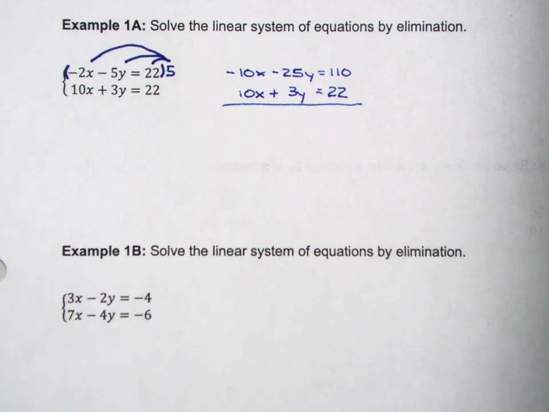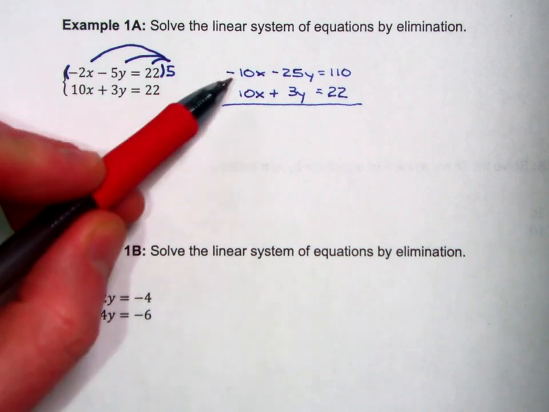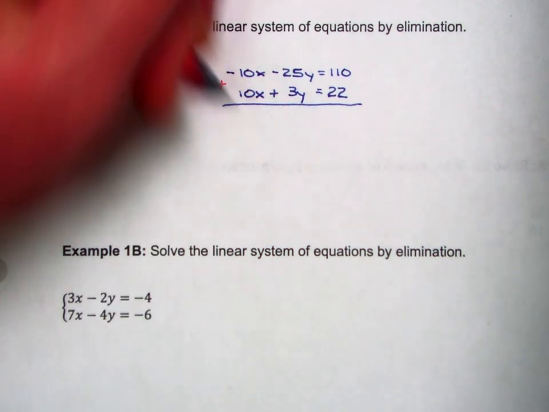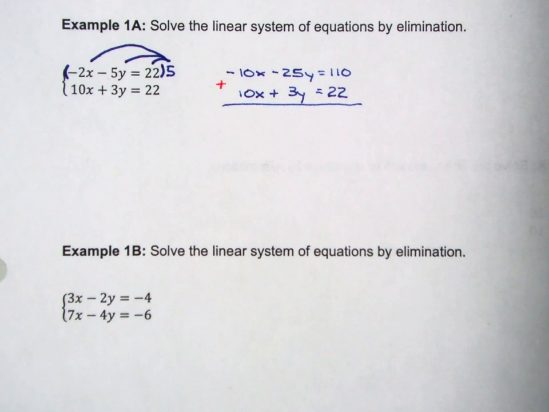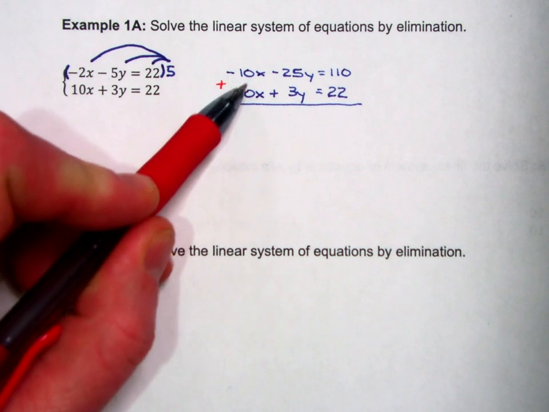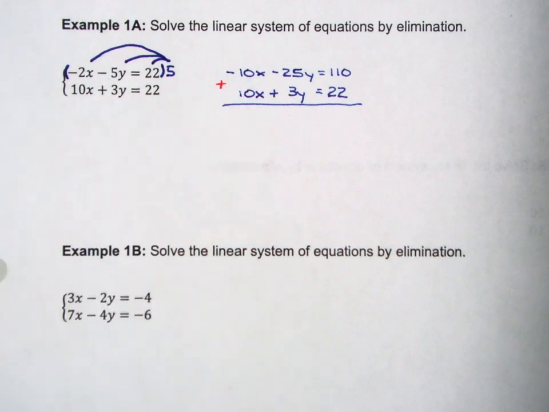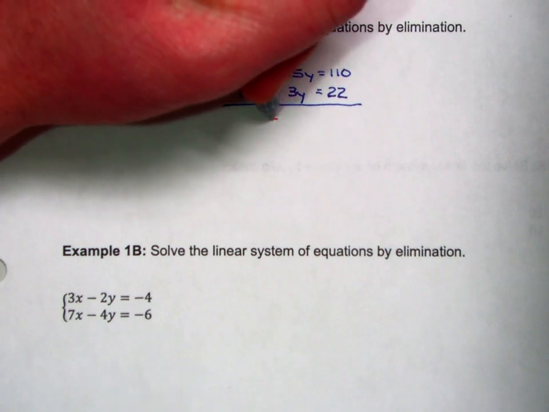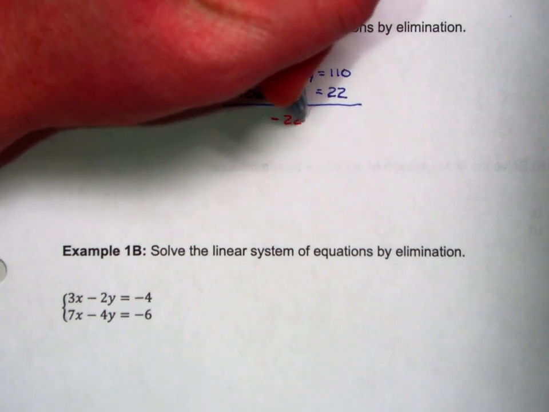And as we've talked about the last couple of days, if we have opposite signs, which is exactly what we have here, opposite signs tell us that we need to add those two together. So we're going to add each column straight down and hope to eliminate our x's. So if we take negative 10x and we add 10x, that's going to give us 0 x's. So that's eliminated. That's what we're looking for here. If we take a negative 25y and we add 3y, that's now going to give us a negative 22y.